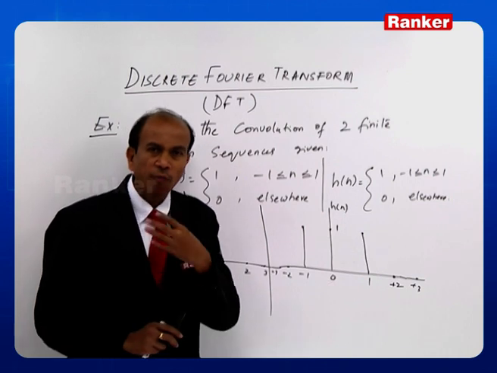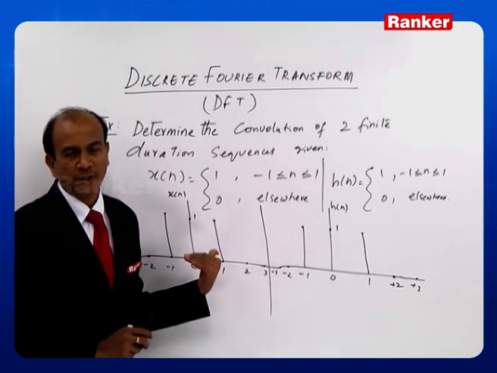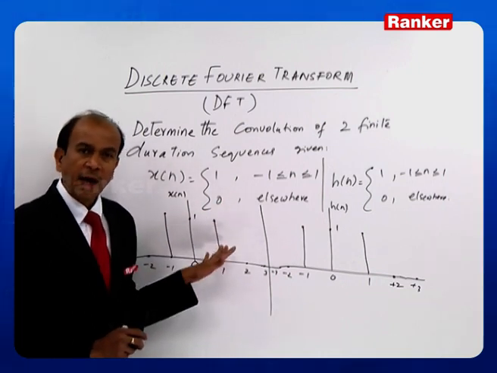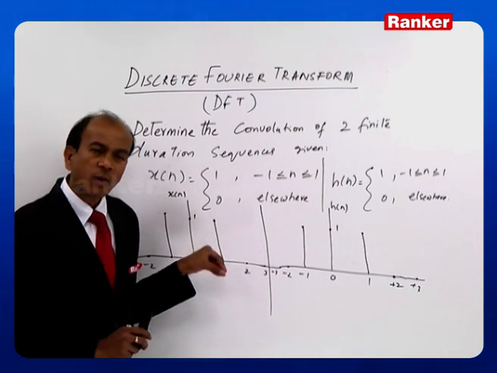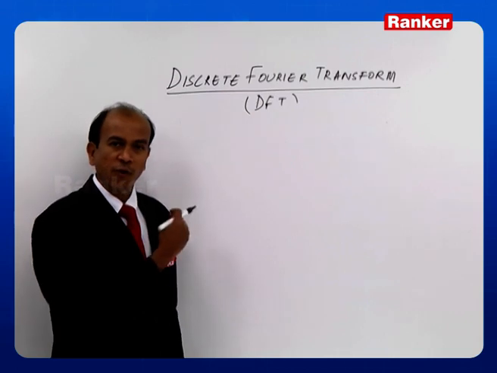Now the challenge, or what we have to do, is find out the convolution of this. Earlier we have seen the formula. We will put down this formula here, and then we will try to understand how to calculate the convolution of such a sequence. Now let us put down the formula which we know.